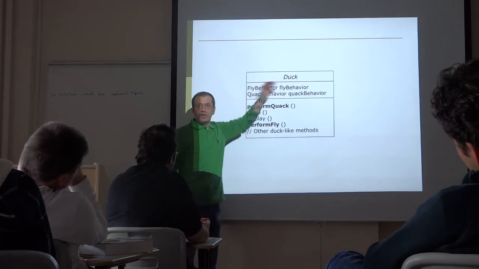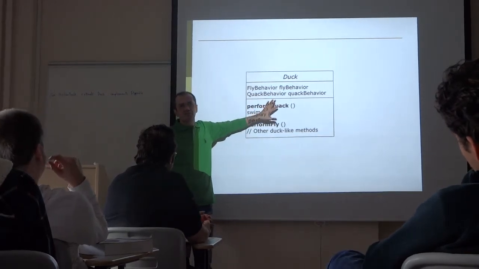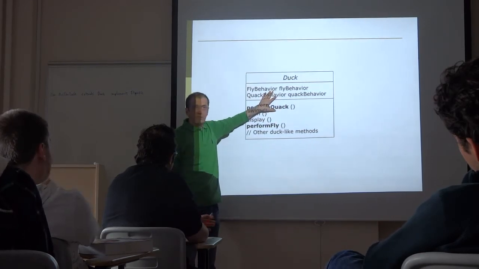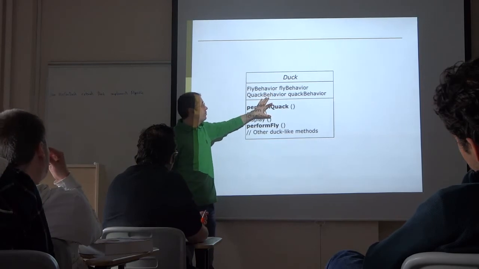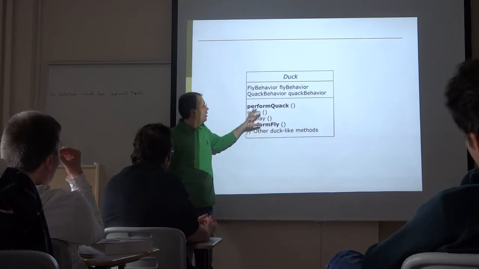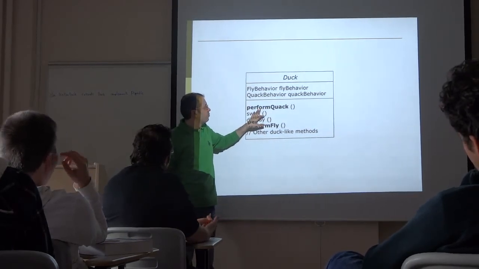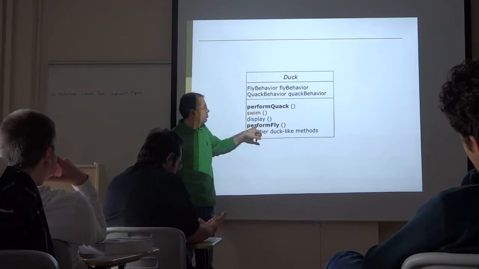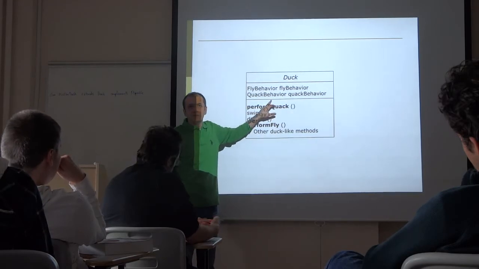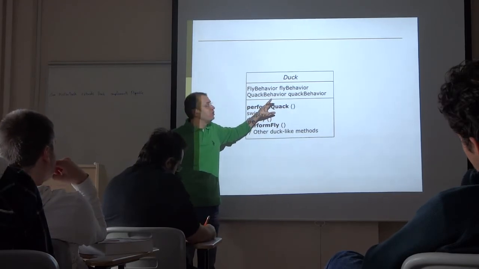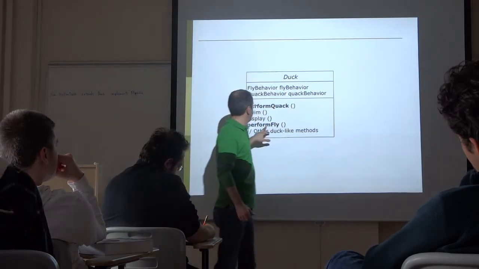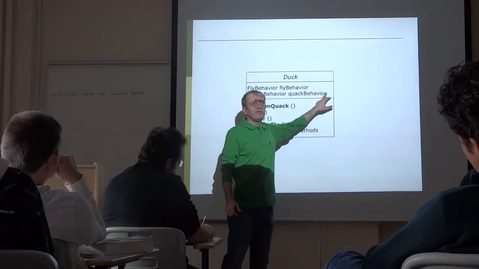Okay. The duck class now is like that. This is the abstract class that I have. I have a fly behavior, which is an interface, and a quack behavior. And maybe there are some other attributes as well. I'm adding these two methods, perform quack and perform fly. Within these two methods, all I do is call the fly behavior's fly function, and in here I call the quack behavior's quack function.